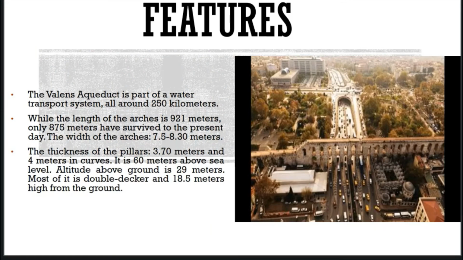Features of the Valens Aqueduct. The Valens Aqueduct is part of a water transport system of around 250 kilometers. While the length of the arc is 921 meters, only 875 meters have survived to the present day. The width of the arc is between 7.5 and 8.3 meters. The thickness of the pillars is 3.70 meters and 4 meters in curve. It's 60 meters above sea level. Altitude above ground is 29 meters. Most of it is double-decker and 18.5 meters high from the ground.